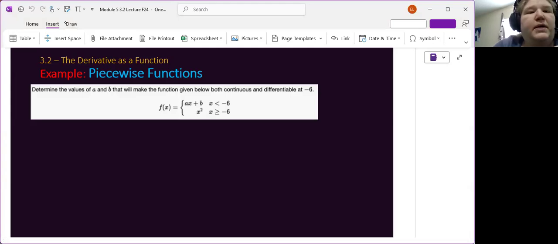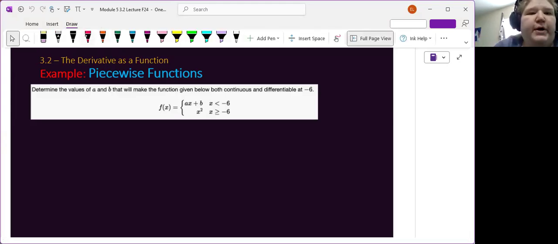All right, now let's just see if my pen will work. There we go. So determine the values of a and b that will make the function given below both continuous and differentiable at -6. Okay. So what we're going to see in section 3.3 is we'll get the start of the shortcut rules.